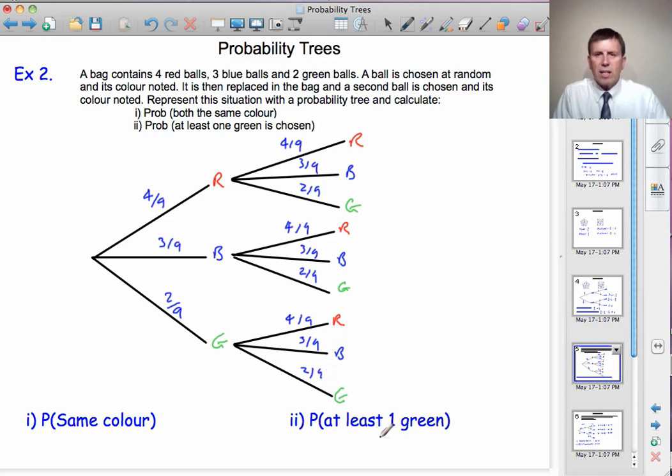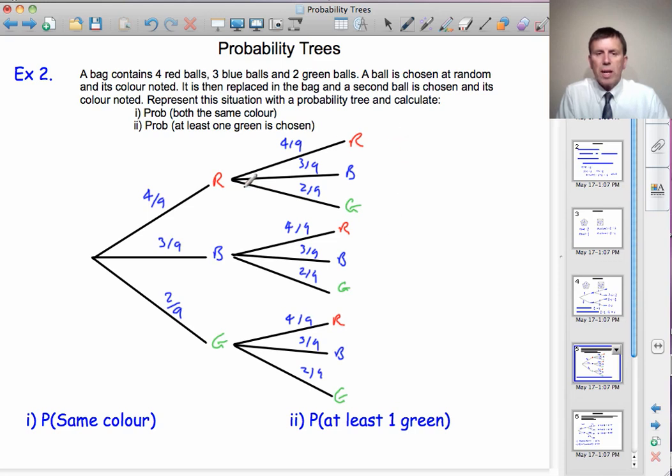So we've got our tree set up. Now we're ready to answer the questions. What is the probability that both balls are the same colour? Well, how many routes of the 9 through the tree give me the same colour? I can have red red, or blue blue, or green green. So there are 3 options. I'll need to work out those 3 probabilities and add them together.